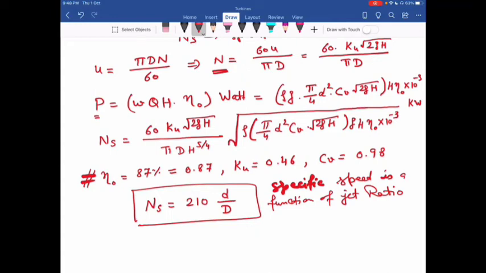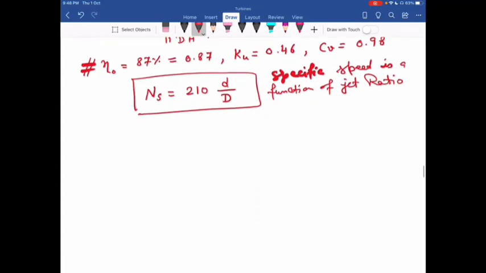Then the number of jets. How do we decide the number of jets? So now the discharge. Discharge is given by π by 4 d square into Vi. So if I need more discharge, that means there is more value of Vi and more value of d. So the purpose to increase the number of jets is to increase the discharge. If I want to increase the discharge, I have to increase d as well as Vi.